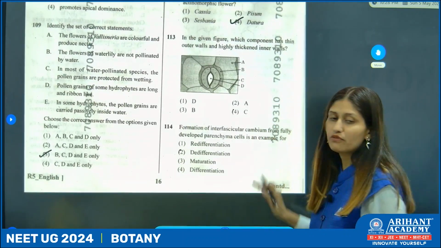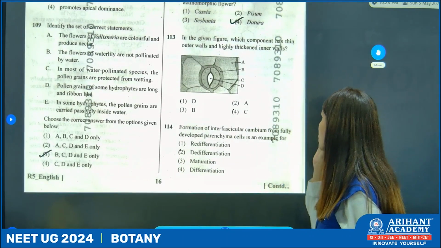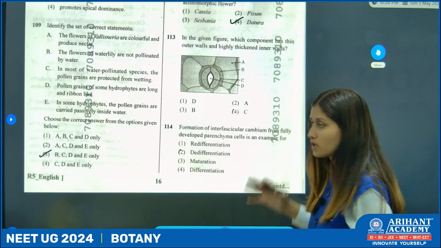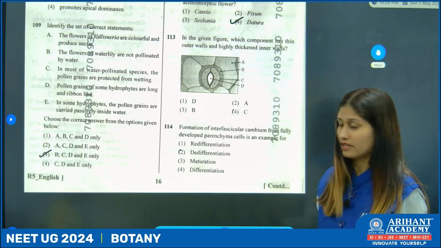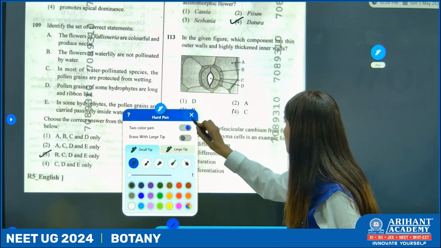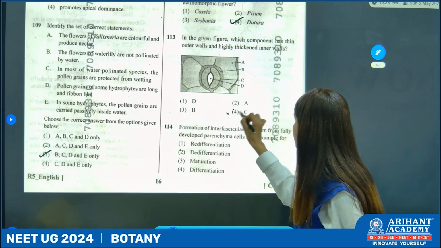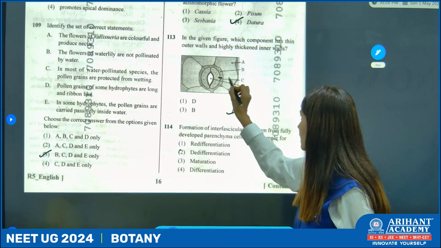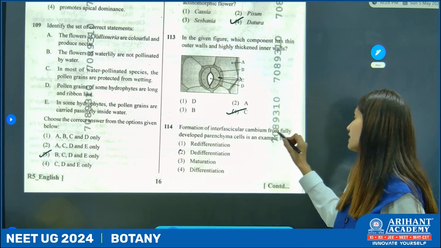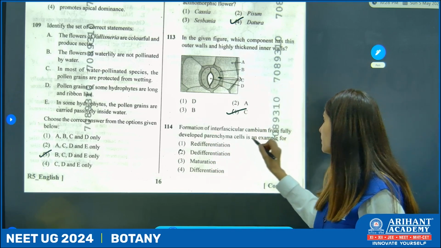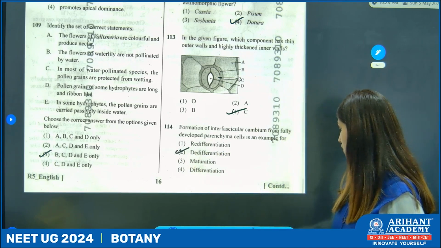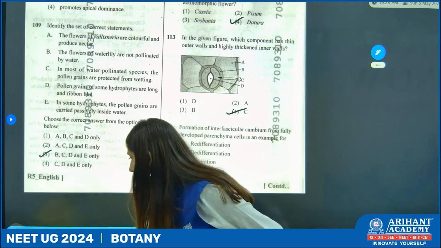Next question, again figure based. In the given figure, which component has thin outer walls and highly thickened inner walls? This is the feature of the guard cells. In the given diagram, the guard cell is option C. This is the guard cell. Let's see the next question. Formation of interfascicular cambium from fully developed parenchyma cells is an example of. The answer for this is D, differentiation. Let's move to the next question.